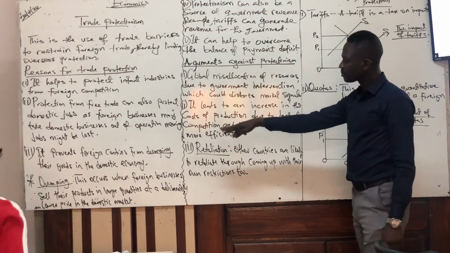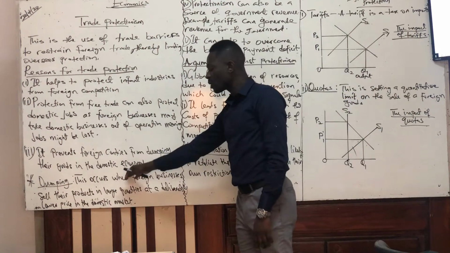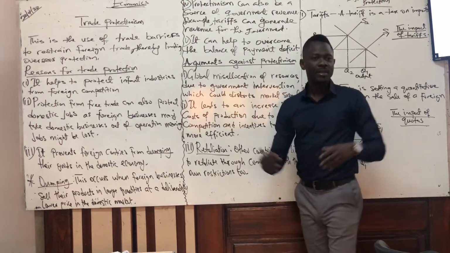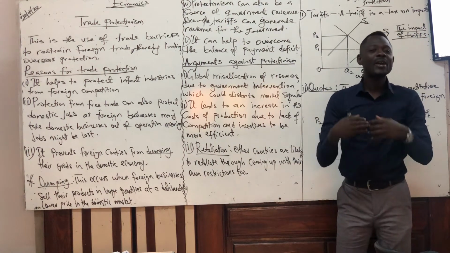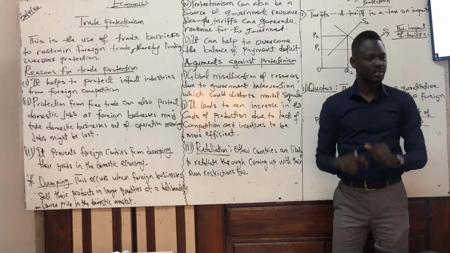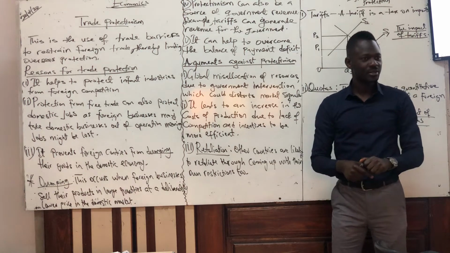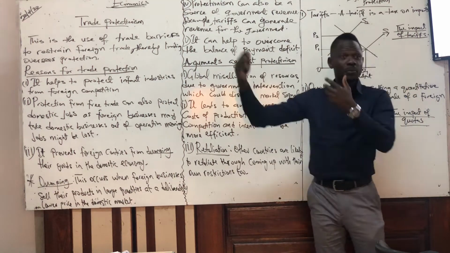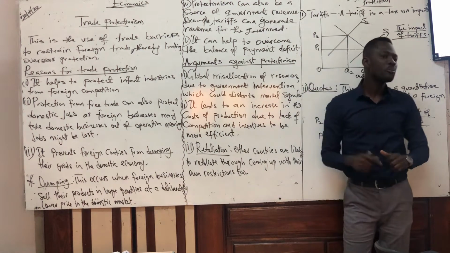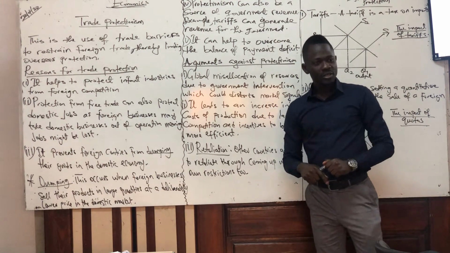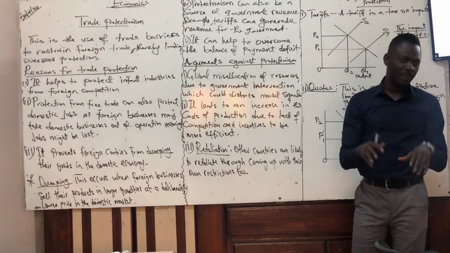Yeah. The third one, say everybody. The third one, it prevents foreign countries from dumping their goods in the domestic economy. What is dumping? Dumping means you're bringing large quantities of imported products into this country and you're selling them at a relatively low price against local products. That's what we mean by dumping. You bring products that are supposed to be expensive into this country and they become cheap. That is dumping. Do you understand what dumping is here? Yeah. So with trade protectionism, foreign businesses will not be able to dump their products in this country.